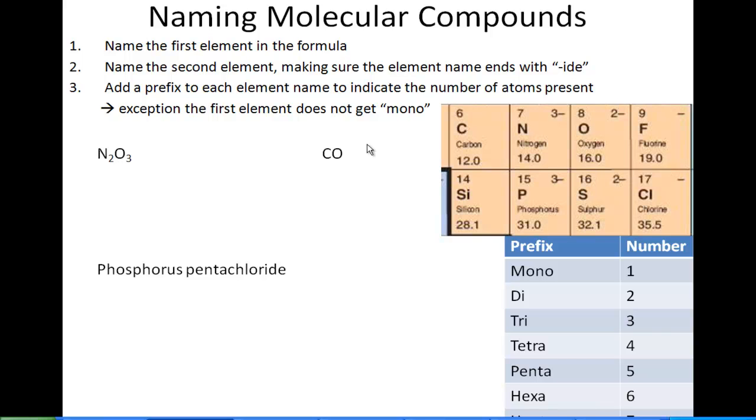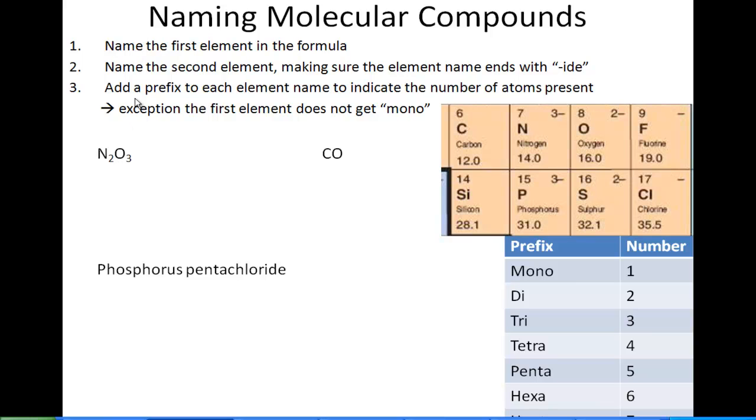Unlike ionic compounds, where a cation is losing an electron or several electrons and giving it to an anion or a non-metal, this one is different. They're sharing. There is no giving and taking. So, anyways, let's get down to naming.